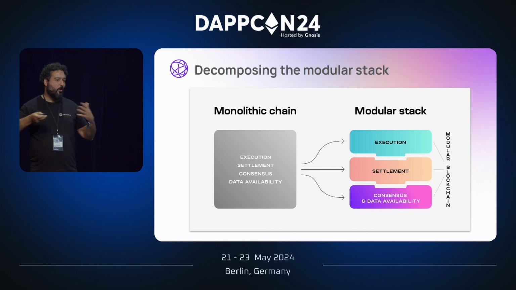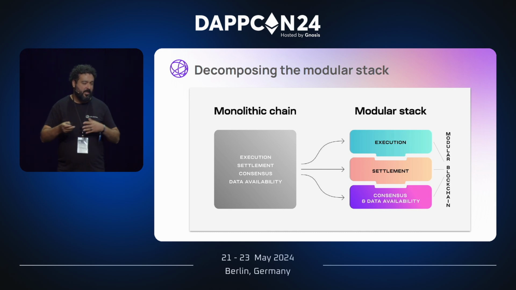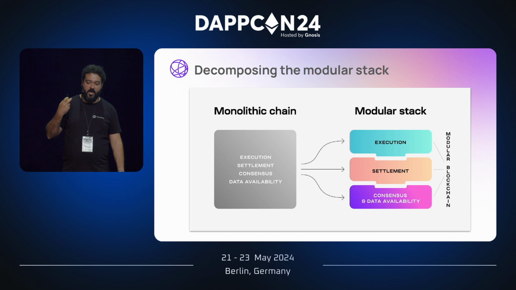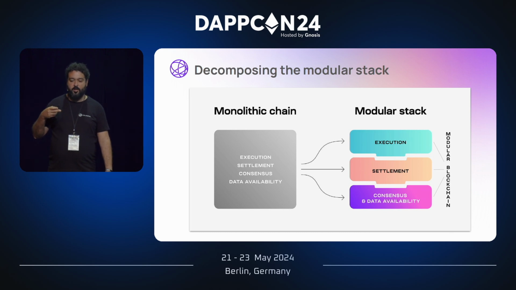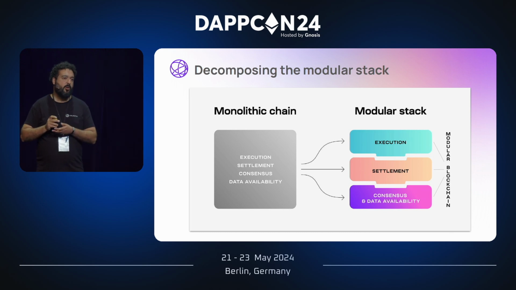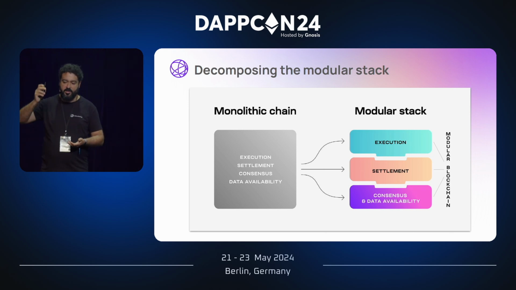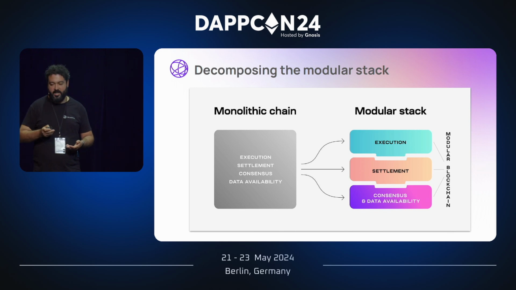So I keep saying these words, modularity and settlement and execution layer. I briefly want to go into detail on what these are. What are the things that every monolithic chain does? They are execution, settlement, consensus, and data availability layers, which in the modular stack get decoupled or decomposed into separate layers.